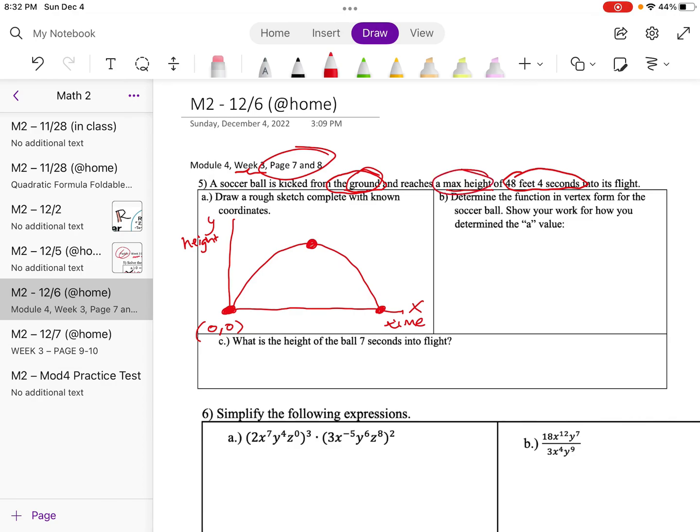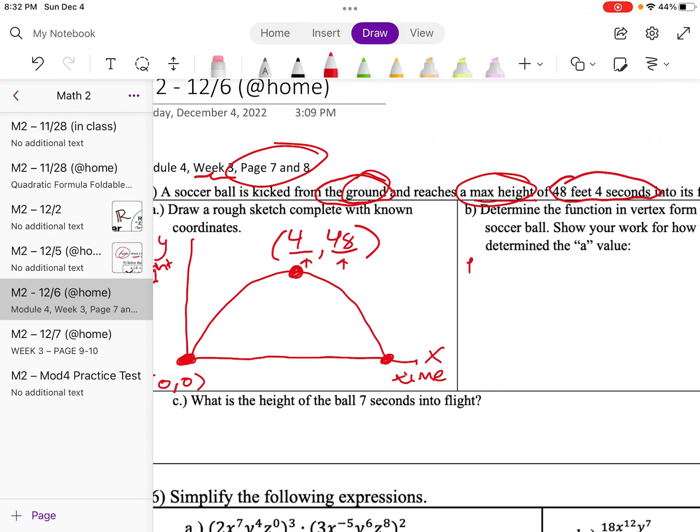Something about highest point, something about where it lands. We know that the maximum height is 48 feet in 4 seconds. So our x represents time, so we're going to put the time, 4 seconds first. And then our y represents height, so we're going to put the 48 right here.